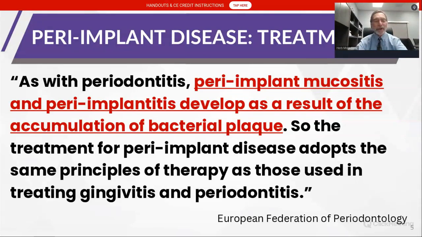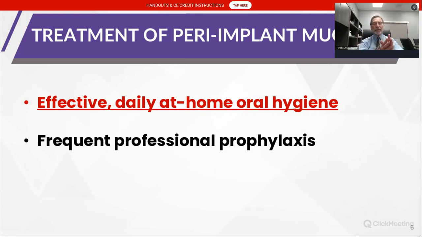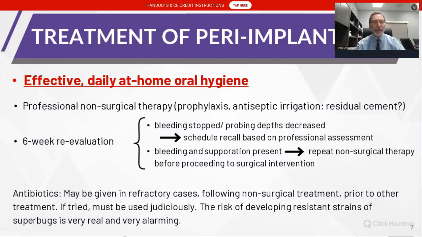So therefore, just like with the first written reference, Mombelli, they also indicate that, as with periodontitis, the treatment for peri-implant disease adopts the same principles of therapy as those used to treat gingivitis and periodontitis. Okay, so we're going to be using the same principles of treatment. Let's first talk about peri-implant mucositis, and that is much more simply taken care of. It involves, firstly, an effective, and I emphasize effective, daily at-home oral hygiene regimen. Secondly, a frequent professional prophylaxis. So effective daily at-home oral hygiene and also professional preventive care in the office.